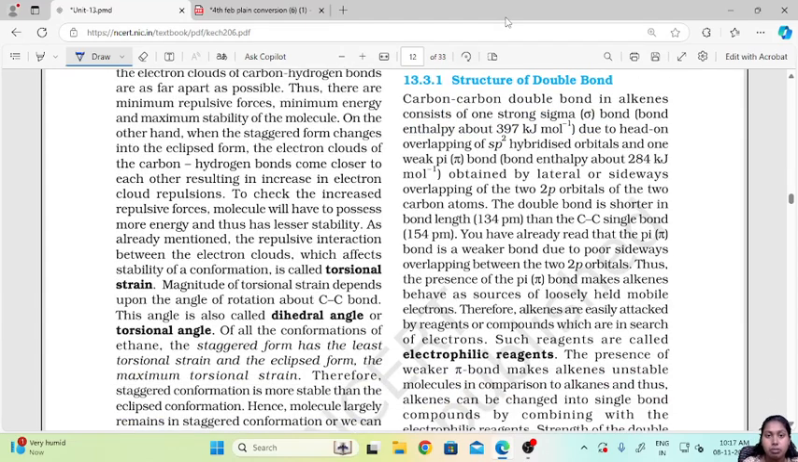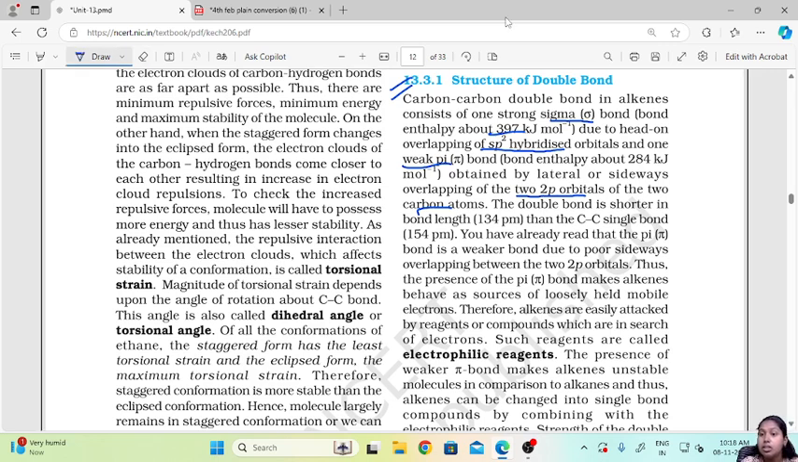Now the structure of double bond. Carbon-carbon double bond in alkenes consists of one strong sigma bond, due to head-on overlapping of sp2 hybridized orbitals, and one weak pi bond, obtained by lateral or sideways overlapping of the 2p orbitals of the two carbon atoms. Now when you have a sigma bond, this is your p bond of carbon and this is your s bond of hydrogen.